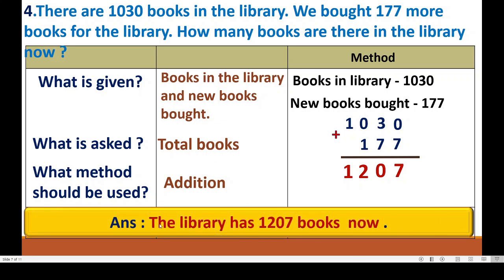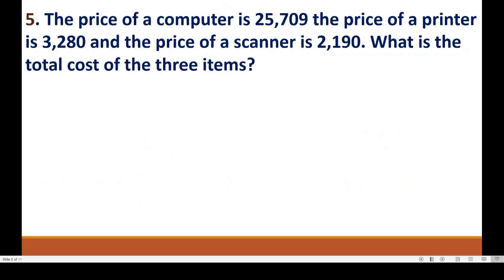So, the answer is, the library has 1207 books now. Correct? Now, how many books are there currently? 1207. Got this, students? We will go for one more.